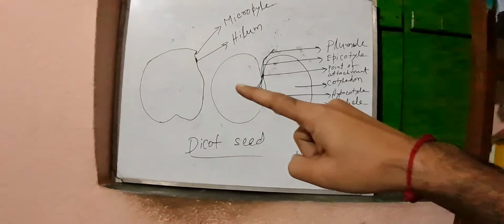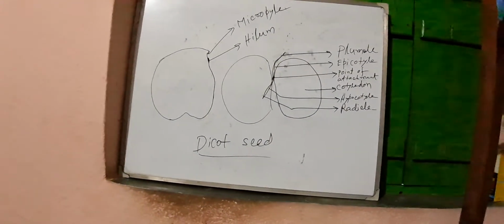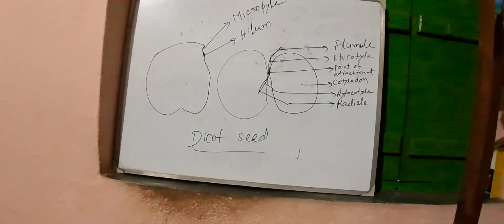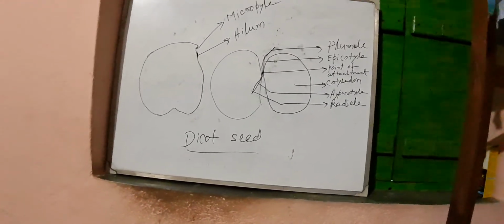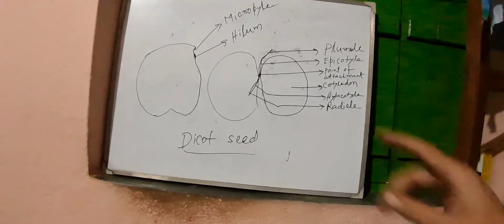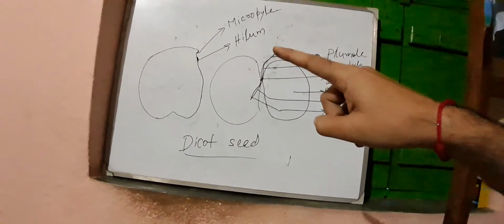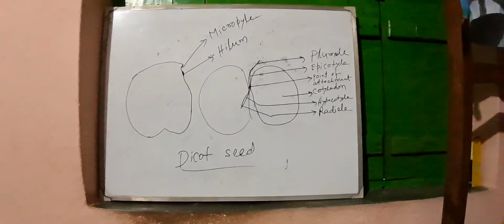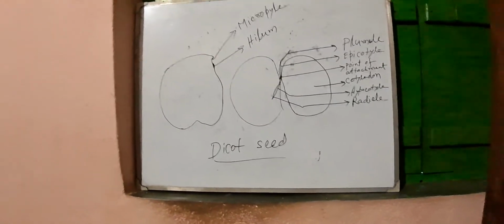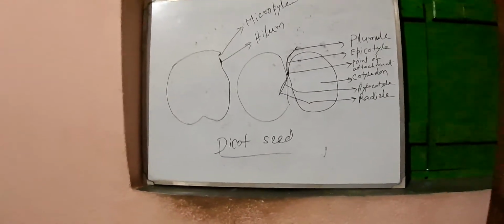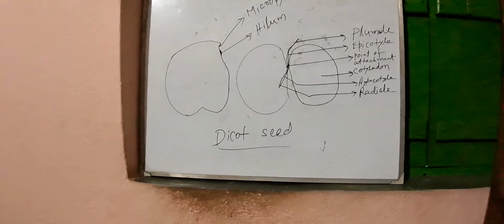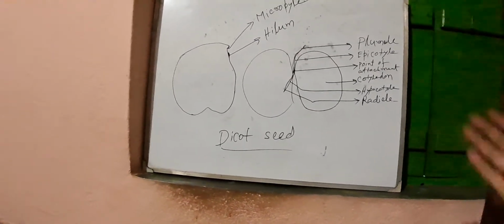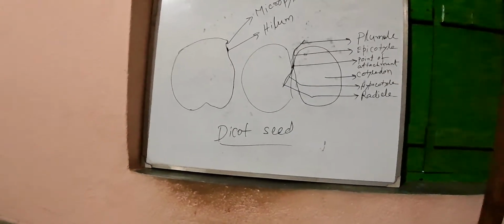In the first picture we can see an intact seed, and intact seed means the seed coat is also present, and two different parts are mentioned there: micropyle and hilum. I will show you what the micropyle and hilum are. And one more picture is given beside it. The seed coat has been removed, and for this reason the internal parts are visible.